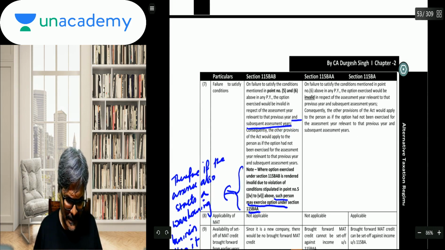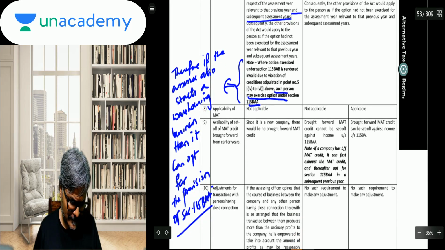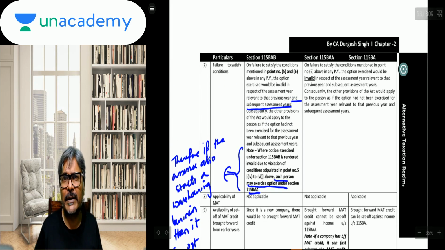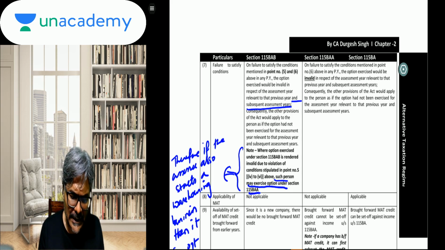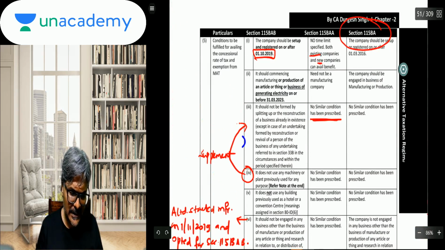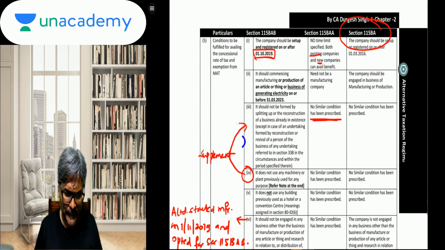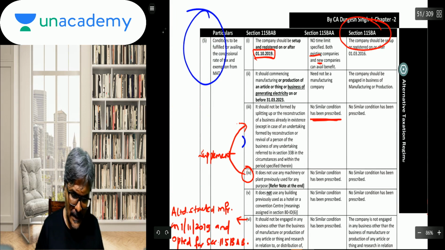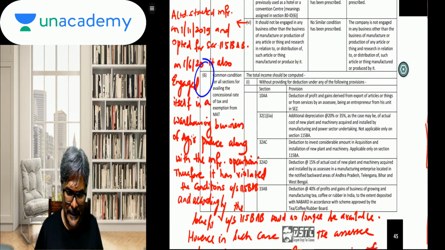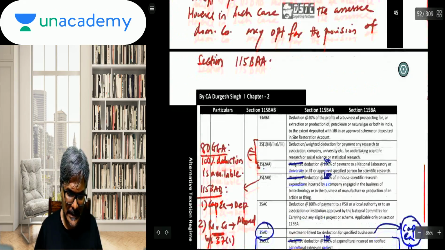Please come to this point. You don't have to write the left hand side, I have already made you write. Students, let's see: failure to satisfy the condition mentioned in point number 5 and 6. You will say, sir, what is point number 5 and 6? See, this is point number 5, and I have given you one example. Point number 5 is this one, and point number 6 is this one.